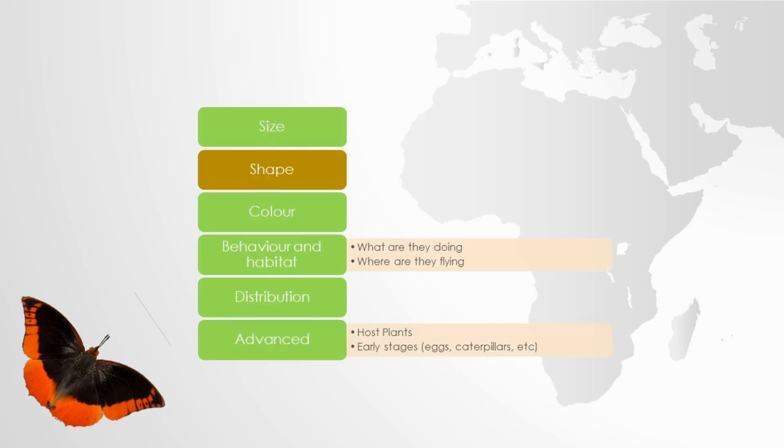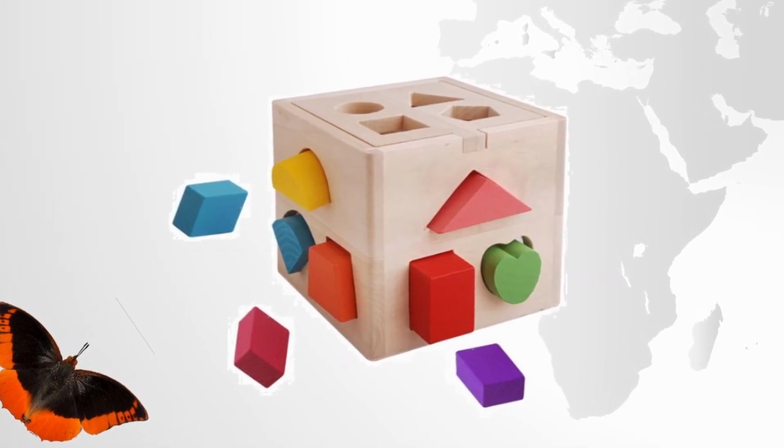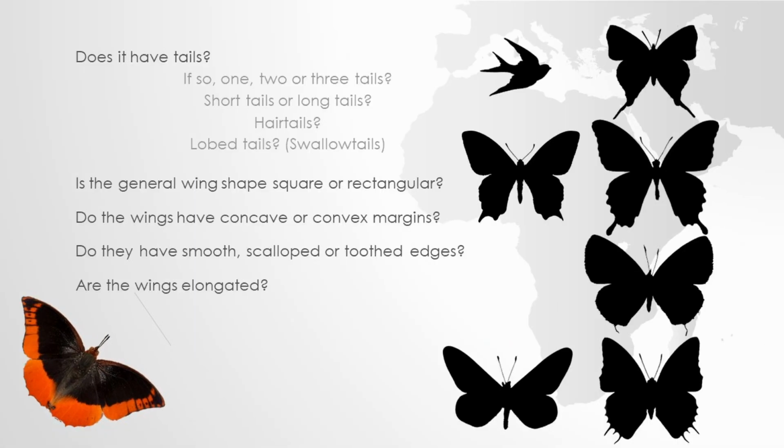The next characteristic that is useful is shape. While many of you younger people had to endure these, there was real value in understanding shape. Let's look at tails. Does the butterfly have tails? If so, 1, 2 or 3 tails? Are they sturdy or hair tails? Do they look like swallowtails or a lobe tail?